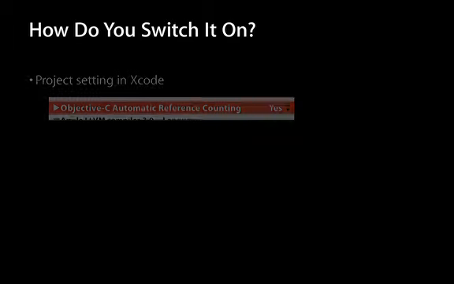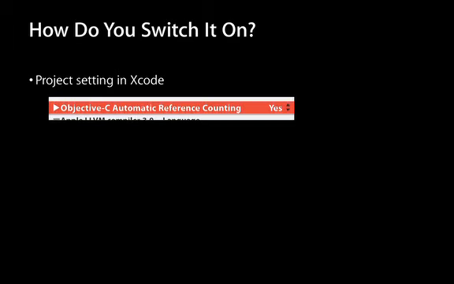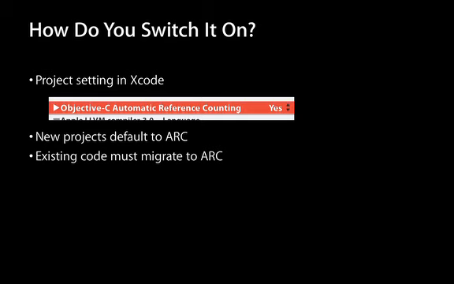Hopefully now that's sufficiently enthused you to switch it on. So how do you switch it on? There's a project setting in Xcode. That's the fundamental thing. That switches a compiler flag for you. If you've got a new project, all projects now default to using ARC, so there's no additional work that you have to do. If you have an existing project that you want to migrate to ARC, then you do actually have to use a migration tool. And all of these then Dave is going to talk about in more detail in the next section.